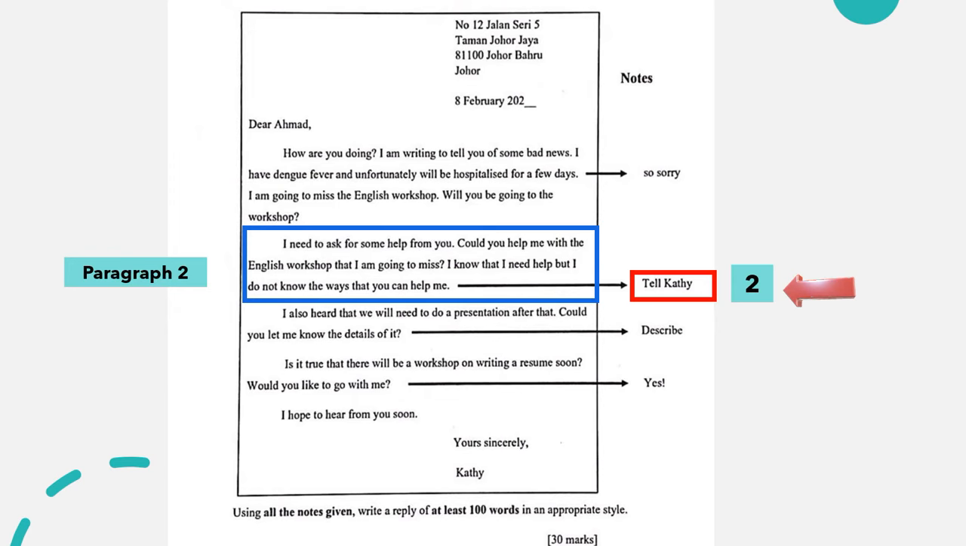In the next paragraph, Kathy is saying that she knows she needs some help from Ahmad regarding the English workshop that she will miss. However, she's not sure how Ahmad can help her with this. Tell Kathy. Your response here is for you to give more than one suggestion of how Ahmad can help Kathy. You need to give more than one suggestion because in the letter, the word ways is written in the plural form, and so the correct way of responding to this is for you to give more than one way of how Ahmad can help Kathy. So do be careful with this.